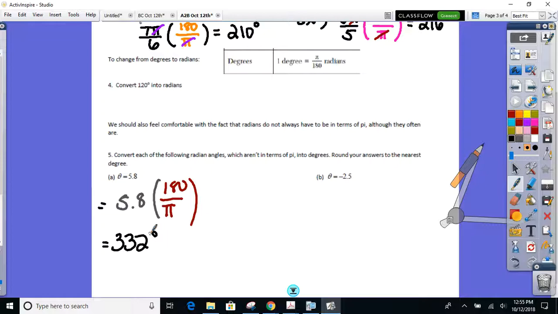Hey, did we use negative degree measures yesterday? So you can have negative radians too. So negative 2.5 radians would be equal to how many degrees? Still multiply by 180 over pi. Still going to be negative. No pi to cancel out here. And once again, to the nearest degree.